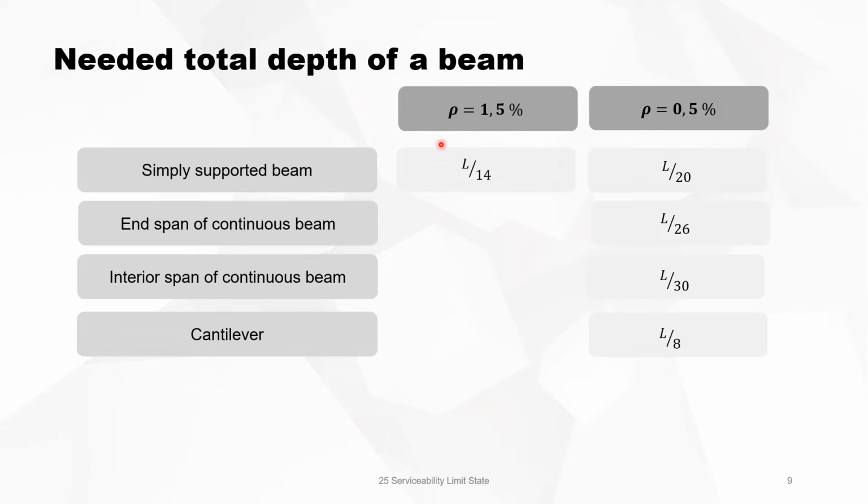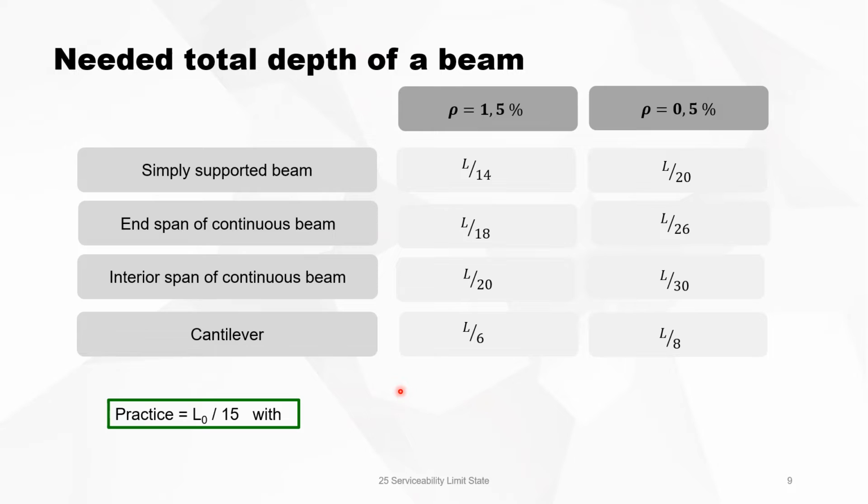When it's heavily reinforced, we have then L over 14 for a simply supported beam, L over 18 for the end span of a continuous beam, and L over 20 for the interior span of a continuous beam. And for a cantilever, L over 6. So there are a lot of numbers where you can choose from.